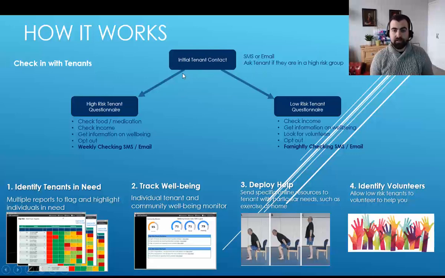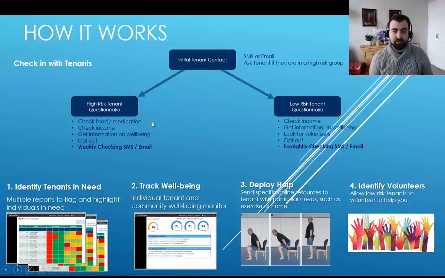So the system, when uploaded with your tenants' details, will send out an initial tenant contact via SMS or email. It will ask the tenant to identify themselves as being in one of the government's defined high-risk groups, or if they are in one of the low-risk groups. And that will then categorise them within the tool as a high-risk tenant or a low-risk tenant.